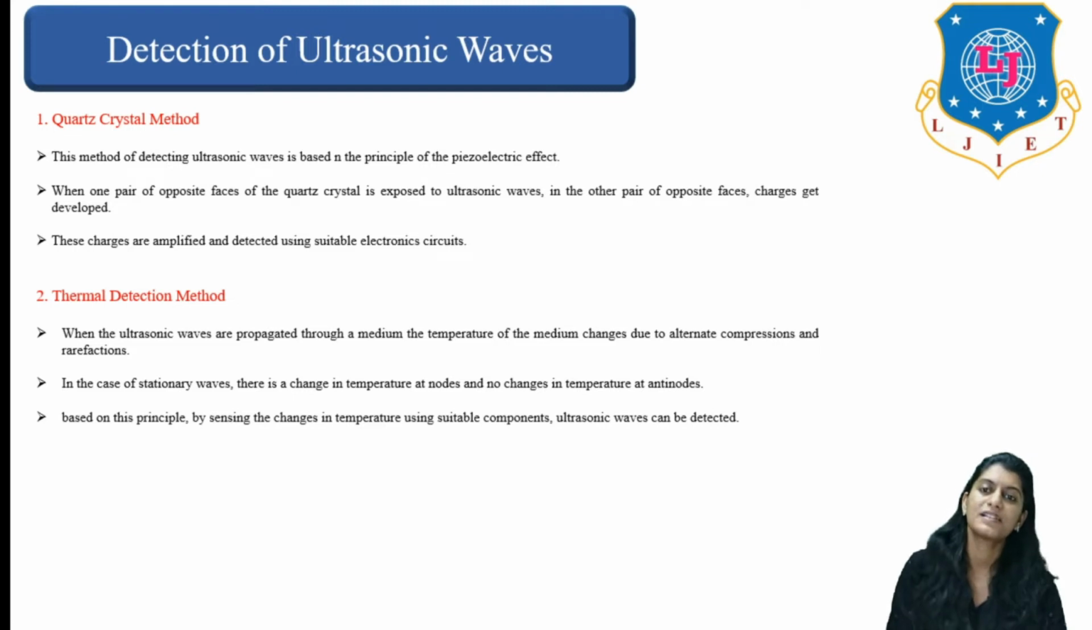There are basically 4 different methods of detection for ultrasonic wave. Let us start with the first one. The first method is the quartz crystal method. We know that in the piezoelectric method for generating ultrasonic waves, we have already used a quartz crystal. So again, for the detection method, we are using the quartz crystal method.